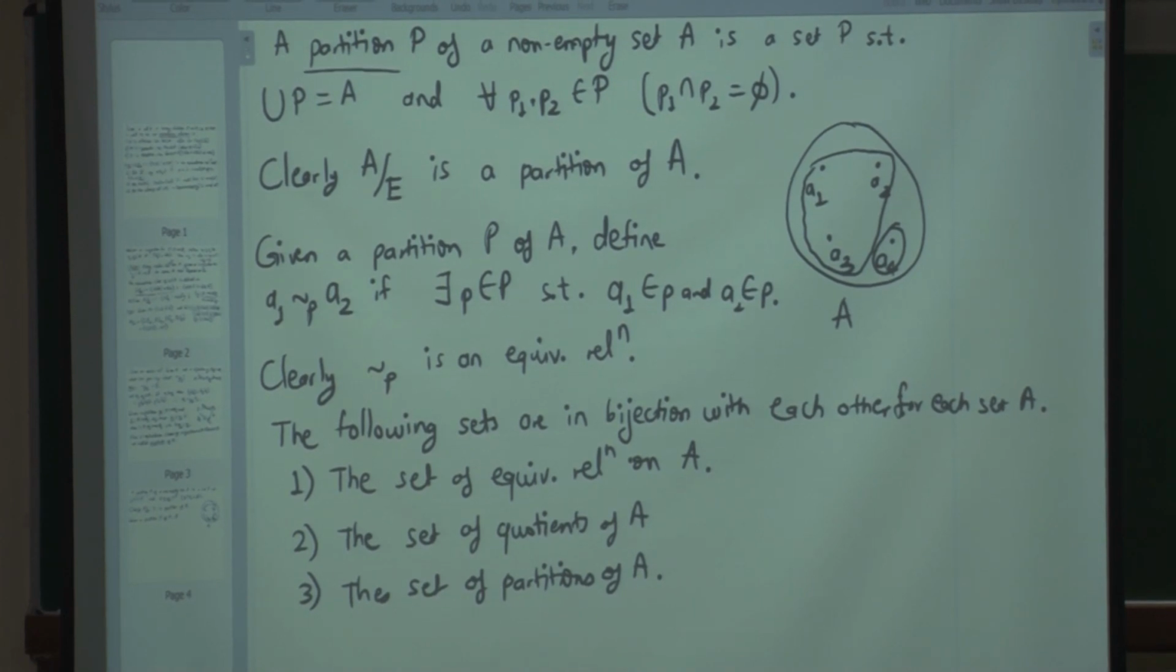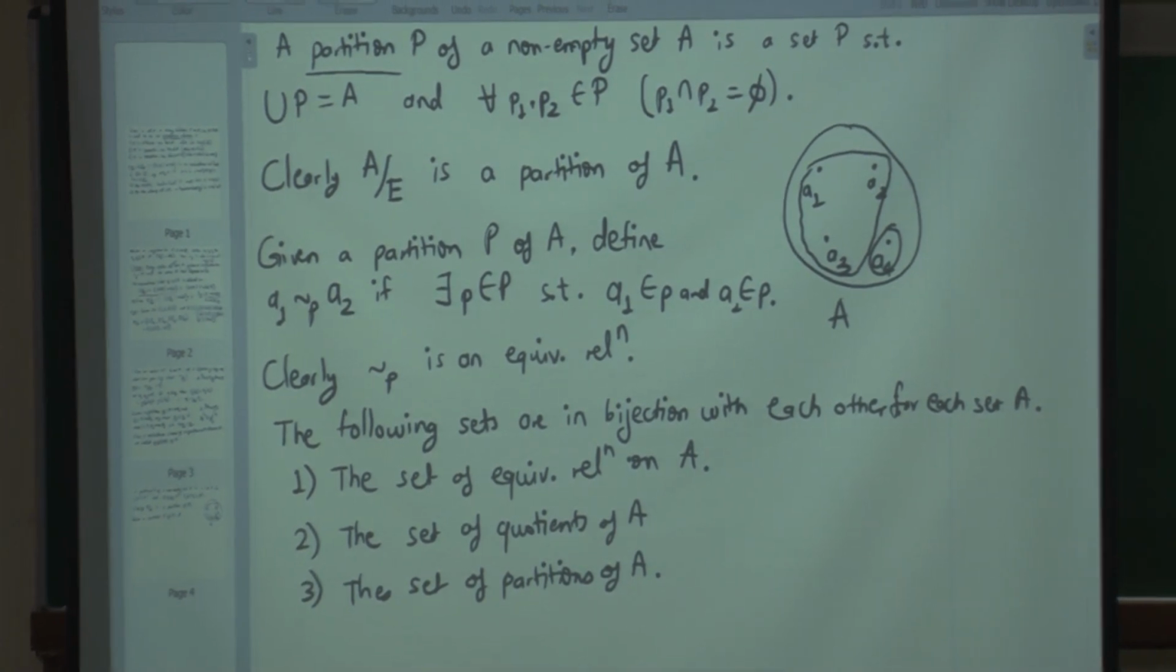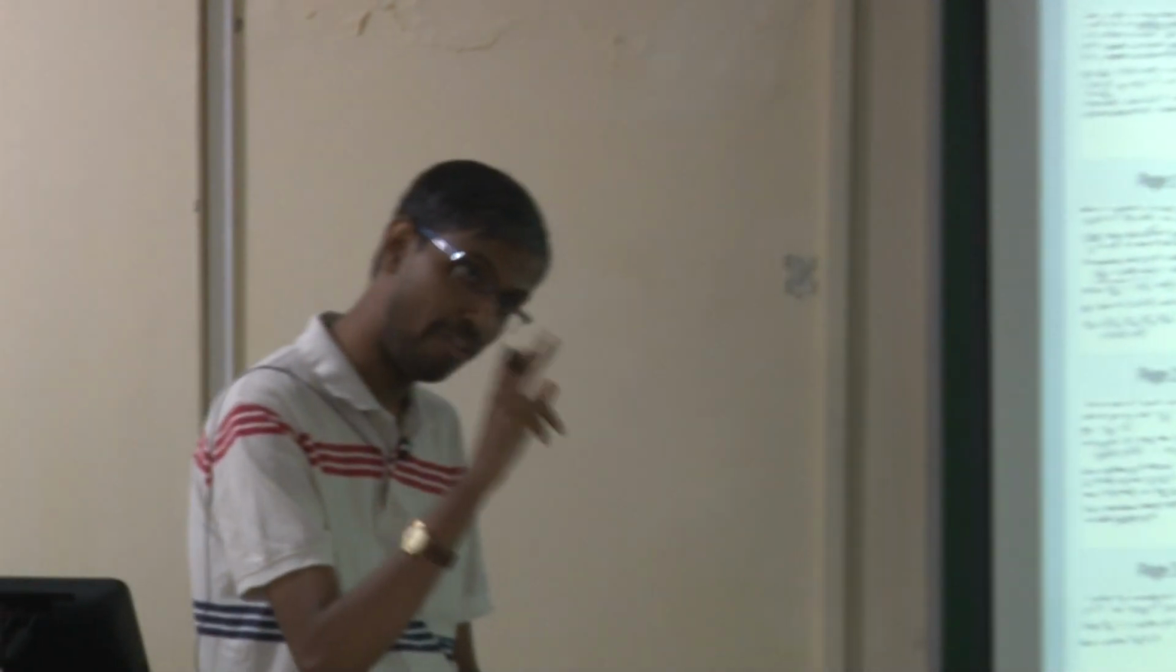Set of partitions of A. First of all, why is the collection of equivalence relations on A a set? Every equivalence relation is a subset of A cross A, which means it is an element of the power set of A cross A, and therefore the collection of all equivalence relations is a subset of the power set of A cross A, and hence an element of the power set of the power set of A cross A. So it is actually a set.